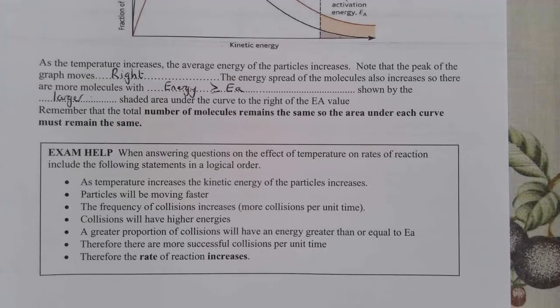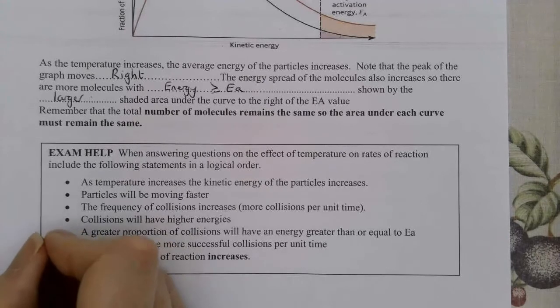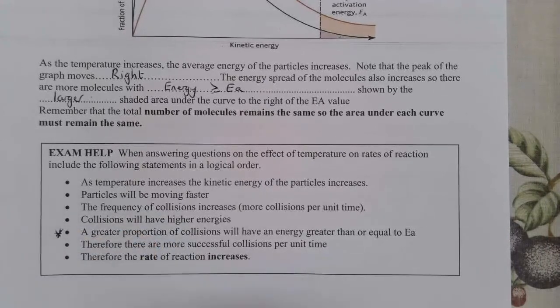Now, when you come to answering exam questions about the effect of temperature on the rate of reaction, you have to remember that there are two things which are changing. Firstly, the particles will simply be moving faster, so you're going to get a higher frequency of collisions. In other words, you're going to get more collisions per unit time. Also, those collisions will have higher energies, so a greater proportion of collisions will have an energy greater than or equal to the activation energy. And it's this one that's the most important factor.